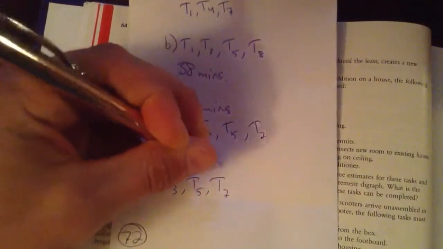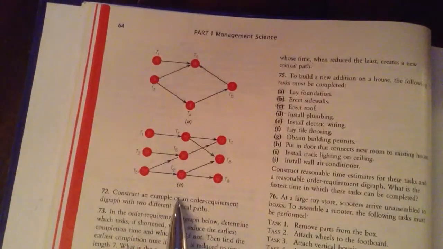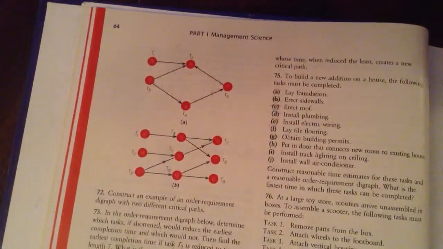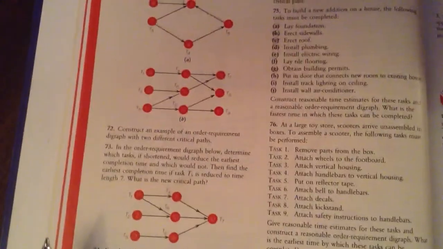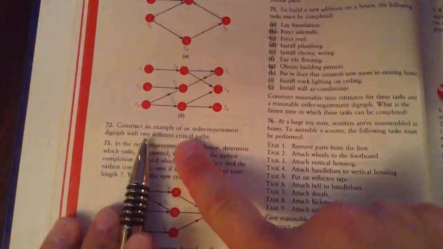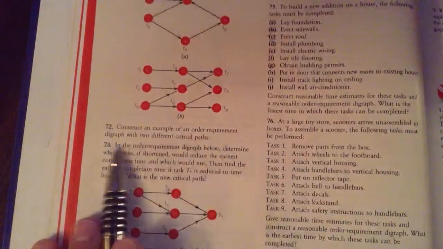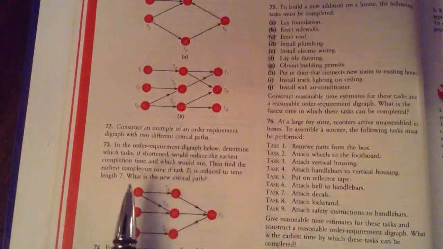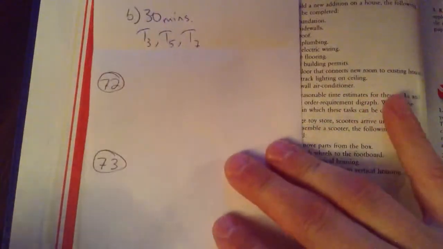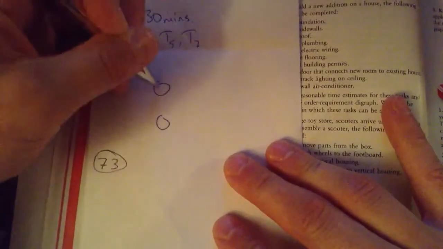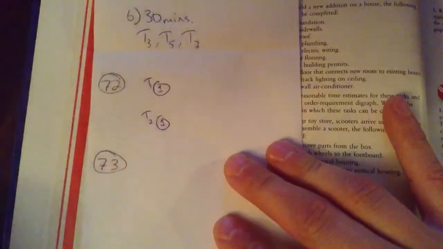And nothing here has told me their units. I'm just assuming minutes. Maybe they're hours or days or years or whatever. But 72. Construct an example of an order requirement diagram with two different critical paths. There are lots of ways you could do this. One would be I could have two tasks, each 1 minute, and they're independent of each other. That would be one way.